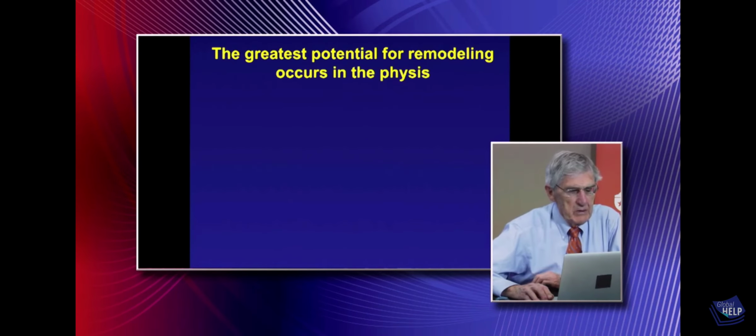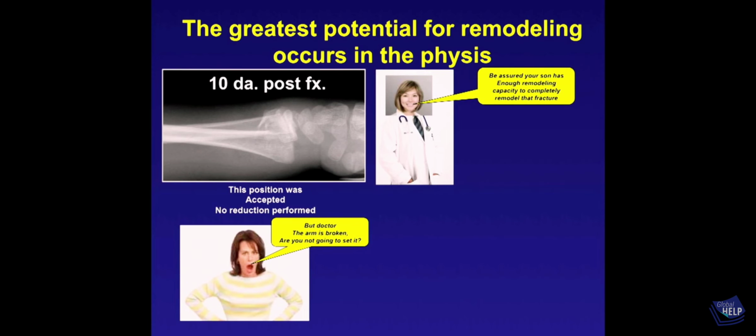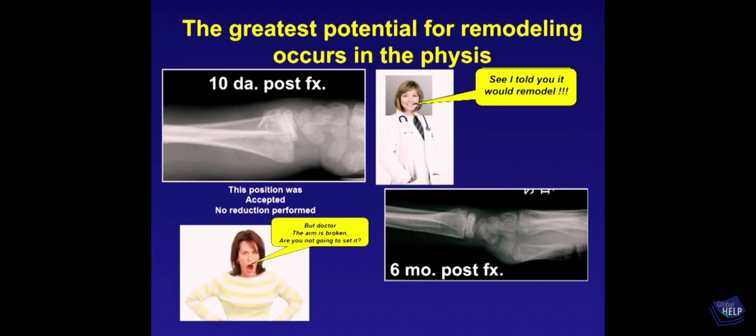Here's a patient that was sent to me 10 days post-fracture. It was through the physis, and I said, well, we'll put a cast on it. And the mother says, but doctor, the arm is broken. Aren't you going to set it? And so the doctor comes in and says, be assured your son has enough remodeling capacity to remodel the fracture. And what happened? 6 months, sure enough, that doctor was right.